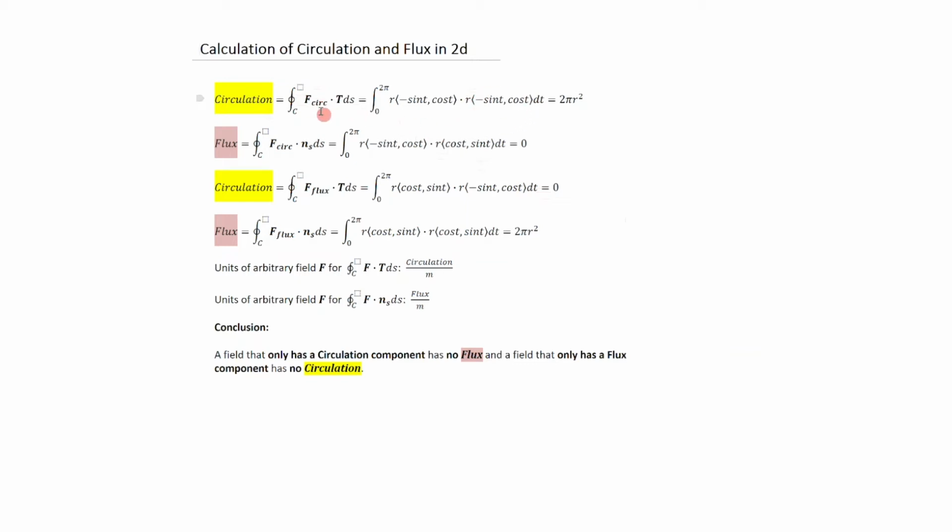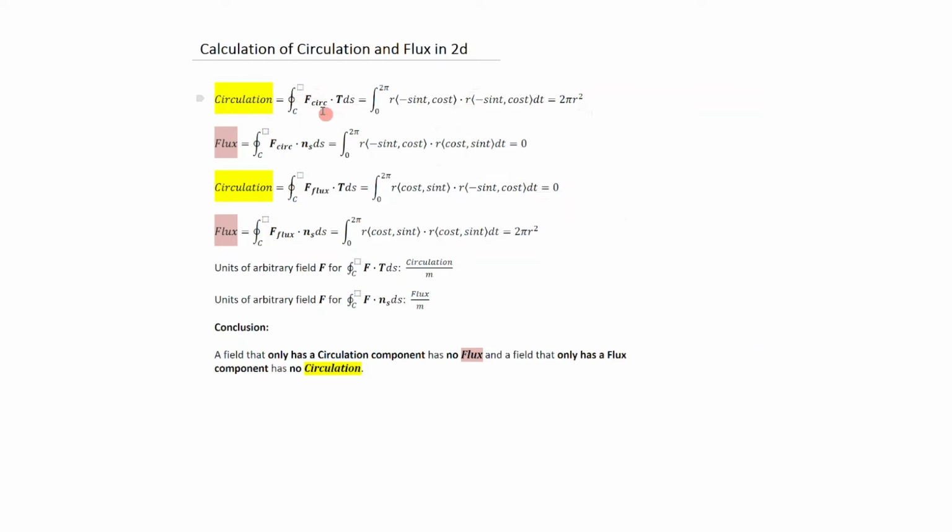And the field vector for circulation, because it's given as minus y, x, we parameterized x and y in a specific manner, so we have to make the appropriate substitutions. So we have minus sine t, cos t. If we take the dot product and integrate, we have 2 pi r squared.